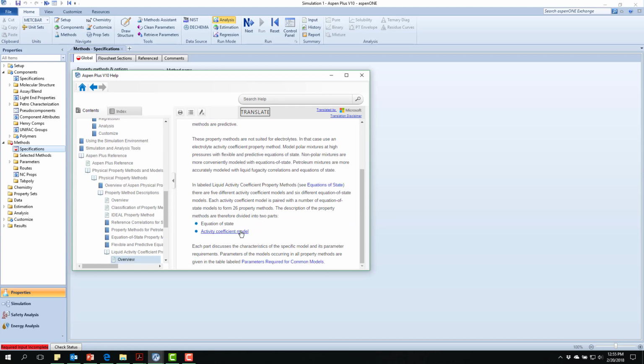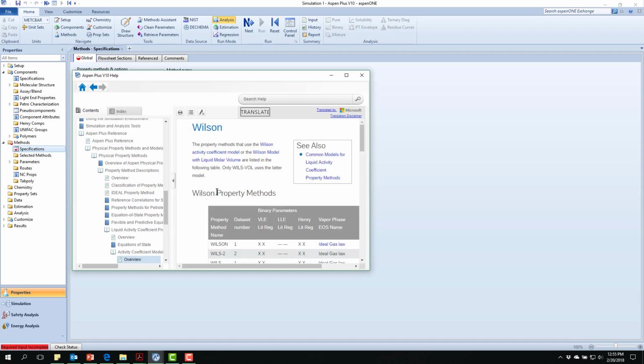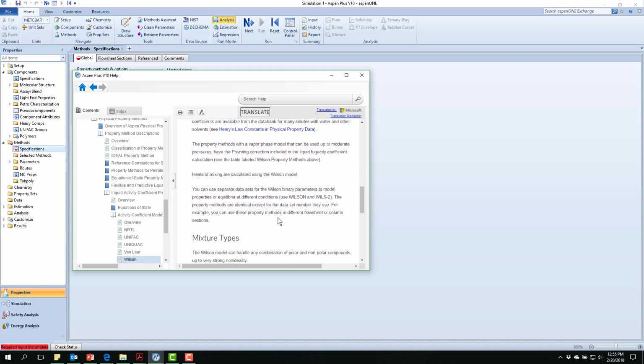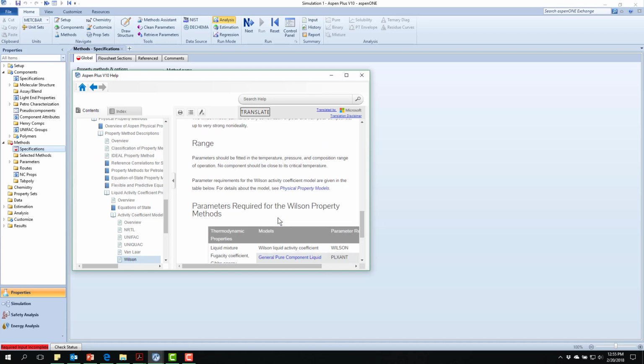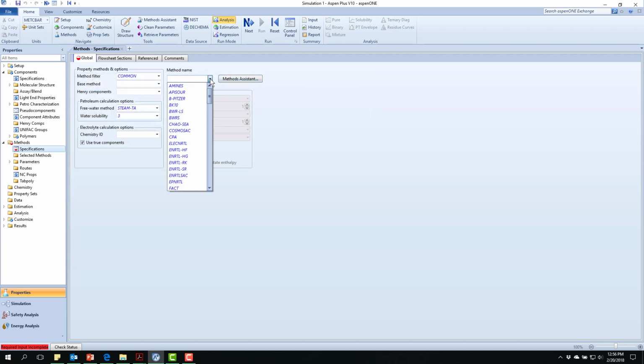Again, it's going to come down and make some recommendations, and we could choose one of these, and I will just go with the Wilson. You can read and make sure if you believe that that's going to be appropriate. Okay, and you make your choice, and you come in and you enter it. Okay, Wilson, very last one on the list. All right, so we have that using the methods assistant.